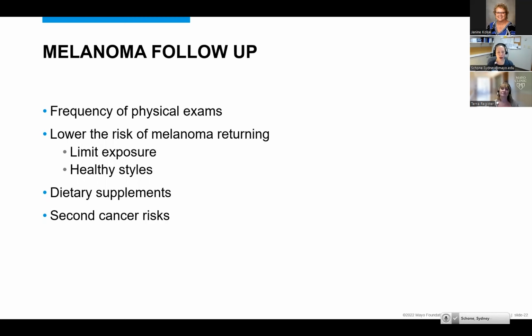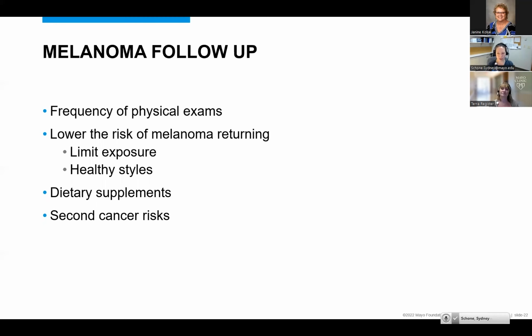So following up after you've had a diagnosis of melanoma is pretty specific to the patient. Early stage melanomas that are removed completely usually call for a physical exam every 6 to 12 months. Melanomas that have spread beyond the skin might include a schedule of physical exams every 3 to 6 months, as well as some imaging tests.